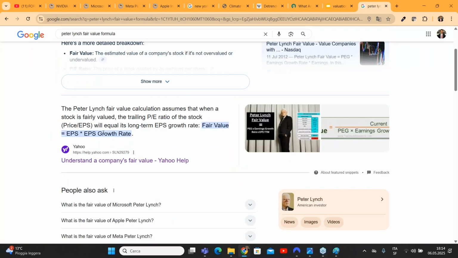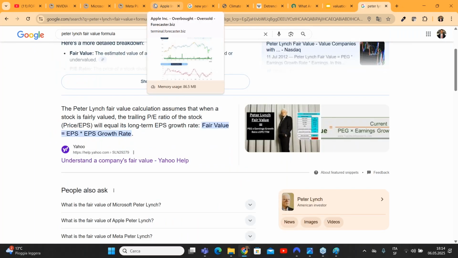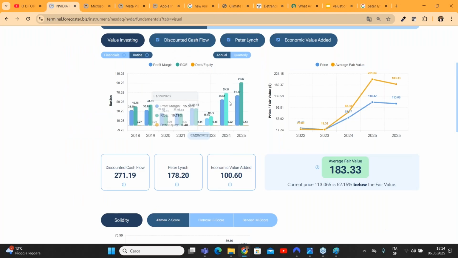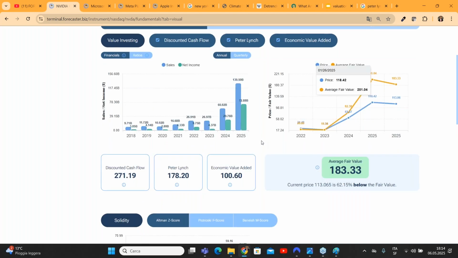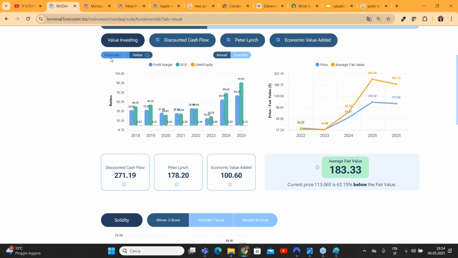We have, as you can see, the growth rate for the net income. Okay, and that's it. This is all the data we use for calculating the over and under valuation. Of course, this is not enough, because when you would like to understand if a company is good or not, you don't have only to watch the financials or the ratios or the fair value.